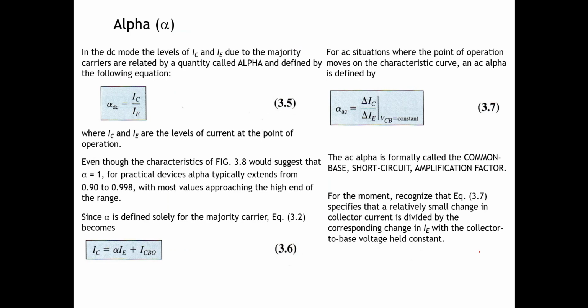Okay, and then in BJT we are familiar with some parameters. The first one is alpha. Alpha is the ratio between the IC and IE here. So alpha DC is equal to IC per IE. And from my previous explanation, IC is approximately equal to IE. So ideally alpha is equal to 1, or practically from 0.9 to 0.998. And then IC is this one, this is from the majority carrier and this is from the minority carrier. Okay, I explained before.